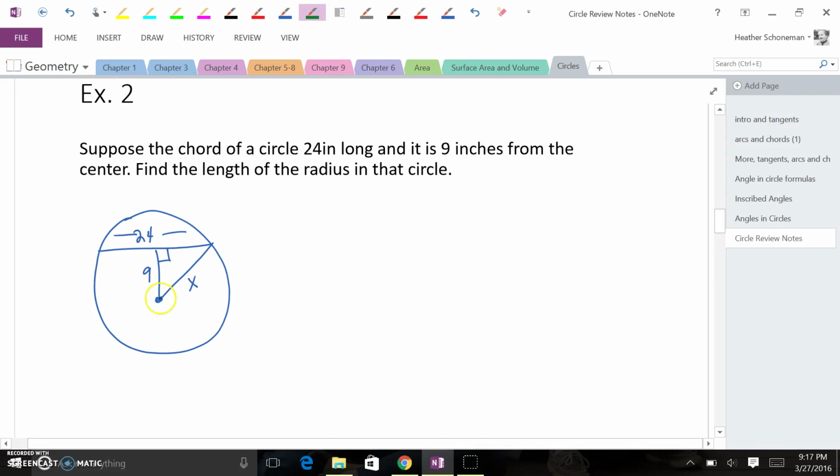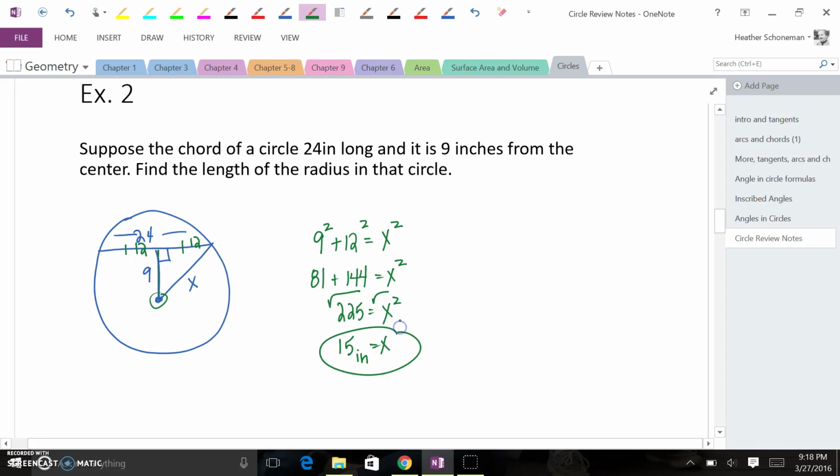Now remember, if we have a segment that goes from the center perpendicular to a chord, it splits the chord in half, so this is 12 and this is 12. So to find x, we're going to do Pythagorean theorem. So we have 9 squared plus 12 squared equals x squared. That's 81 plus 144 equals x squared. So we get 225 equals x squared. Take the square root, so x is 15. It's a word problem, so don't forget to label 15 inches.